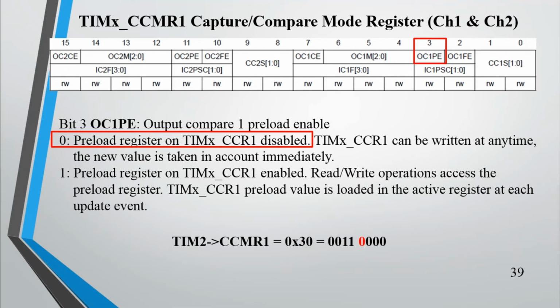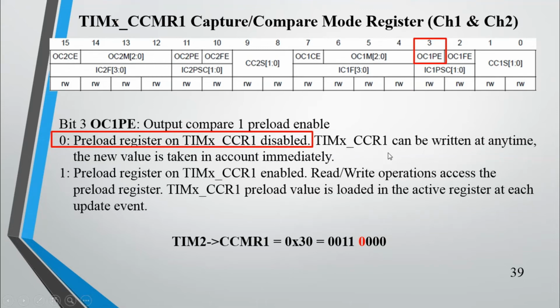But in my case, I don't need this preload register. Whenever I load a value to CCR1, it should be reflected immediately. If the preload register were enabled, the value would not be reflected immediately; only when a new update event occurs, that is when the timer counter overflows from maximum value to 0, would the new value be loaded to CCR1. But I don't need that. Whenever I change the value of CCR1, it should change immediately. So the preload register should be disabled.